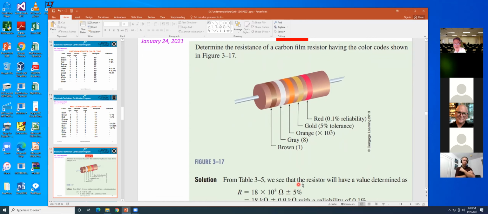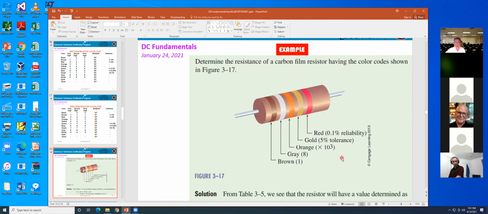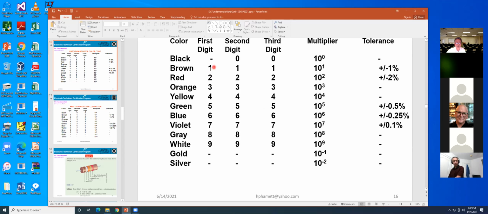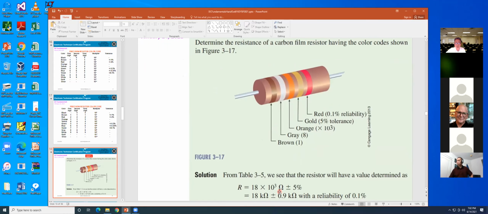Okay, here they say, we see that the resistor will have value 18 times 10 power 3. How come we get 18? Now, you go to the table. Brown first digit, gray second digit. Brown, value one, okay? And the gray, value number 8. You see that? That means 1 8, okay? And orange here, multiply by 3. Okay, that's why they're giving you 1 8 times 10 power 3.